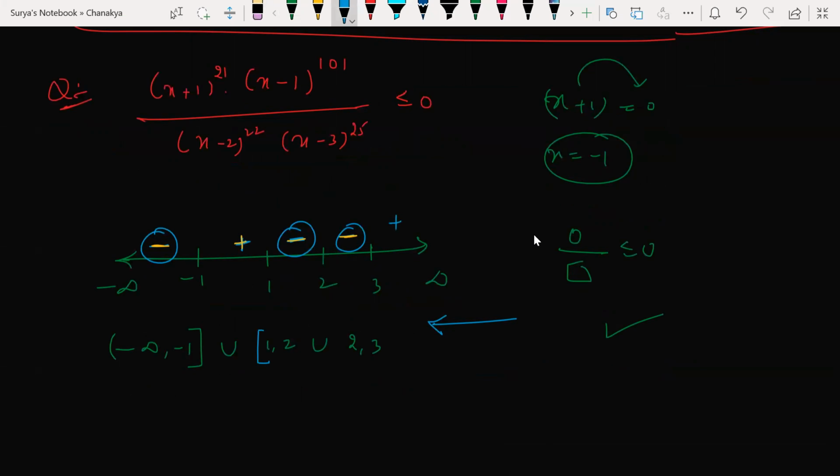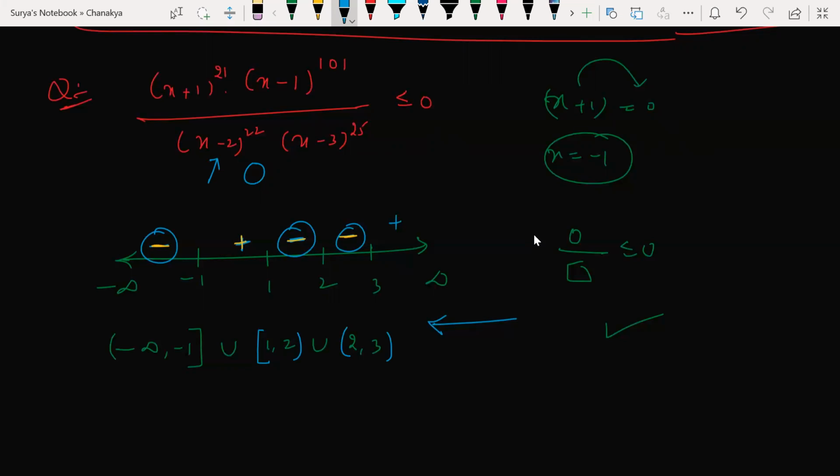No, sir. Look at this. If you include 2, the denominator part becomes 0, right? Yes, sir. So you cannot include 2, so open bracket. Can we include 3? No, sir, 3 is also there in the denominator. So open bracket.